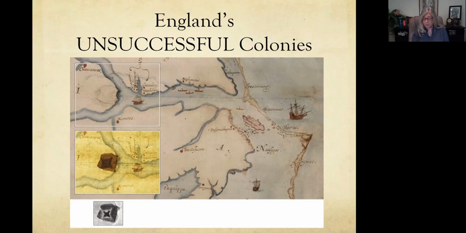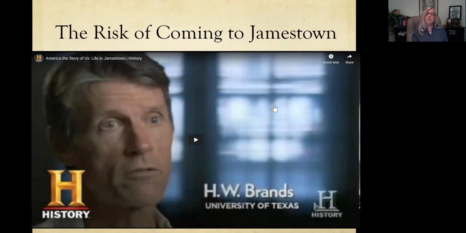So I think it's kind of interesting to look at these particular documents from hundreds of years ago and know that historians are actually still doing work. The story is not complete. We don't have a full understanding of everything that went on. So the lost colony of Roanoke was England's unsuccessful colony. The first permanent settlement in the new English colonies would be at Jamestown.